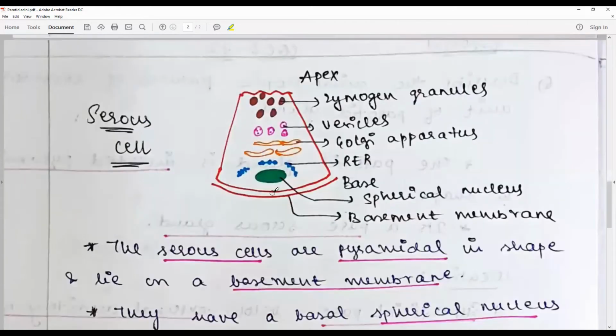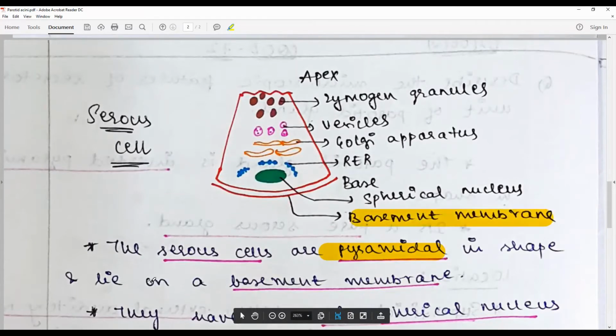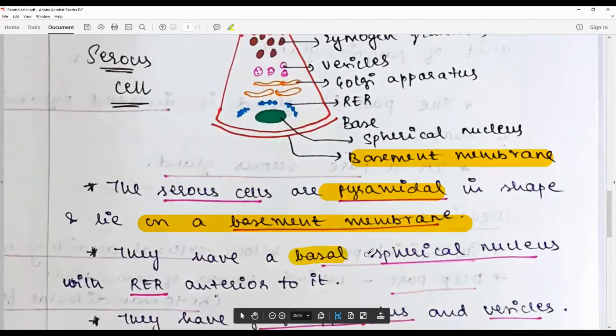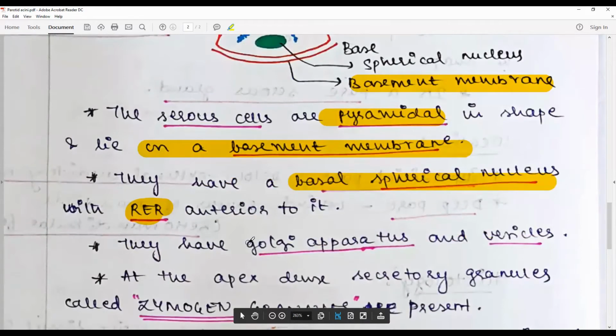Each of these acini are pyramidal in shape, and the nucleus lies along the basement membrane. The nucleus lies on the basement membrane or much nearer to the basement membrane. They have a spherical nucleus with rough endoplasmic reticulum anterior to it. They also have a prominent Golgi apparatus and vesicles.